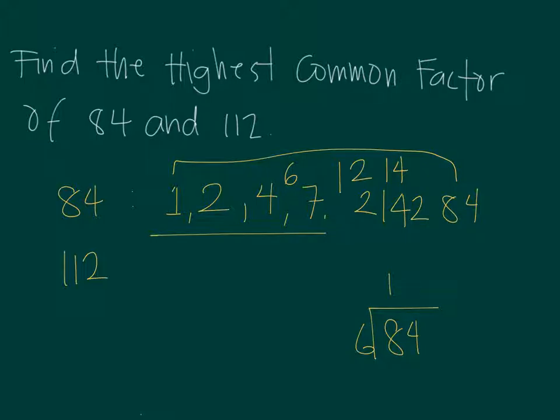And then we check, what about 112? What are the factors of 112? 1, 2, 112. What's half of 112? 56. What else? Is 3 a factor? No. Is 4 a factor? So we divide by 4.